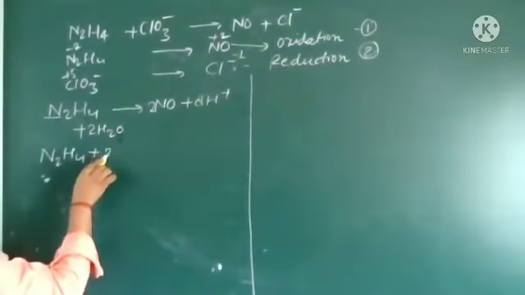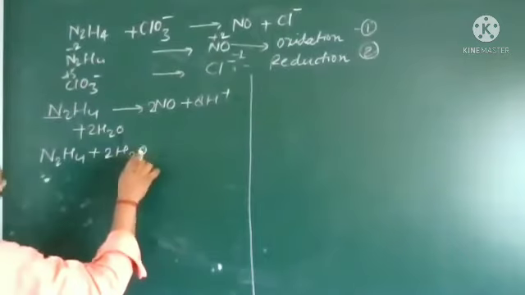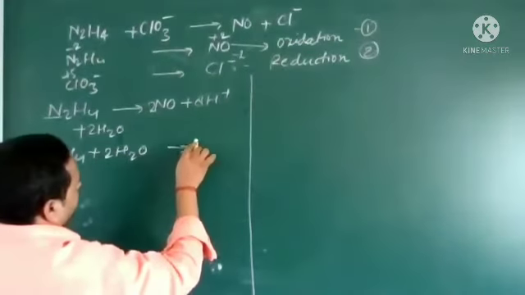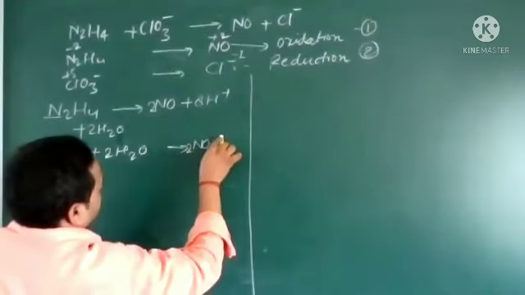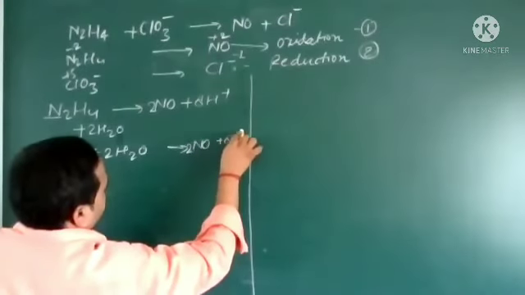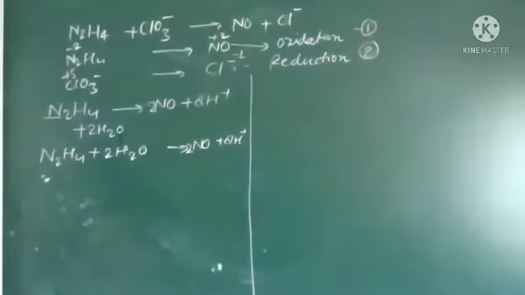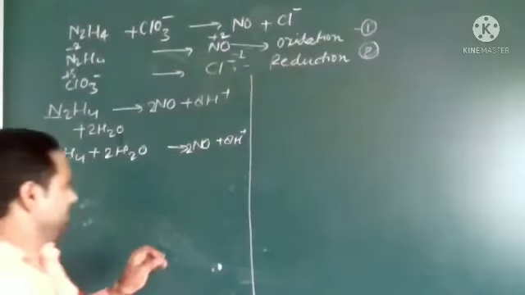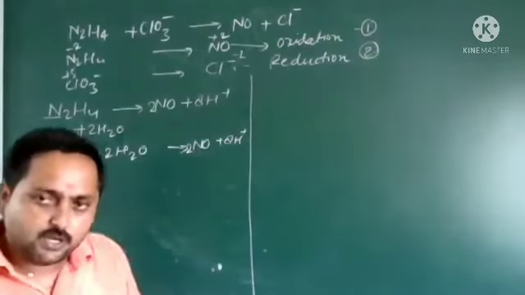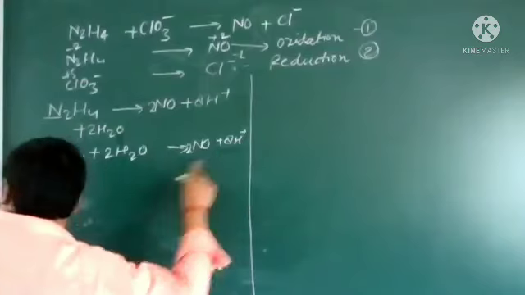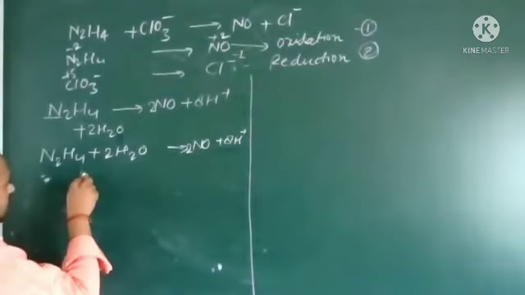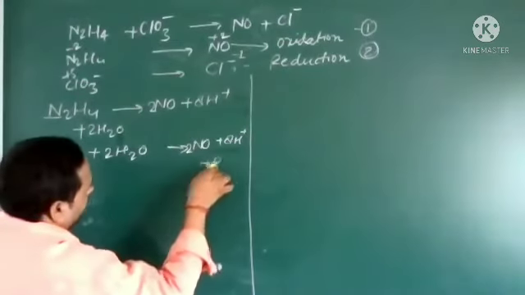2NH4 plus 2H2O gives out 2NO plus 8H plus. Okay, got it. Now we will see the charges. So this side has 8 positive charges, and this side has no charge, 0 charge, and that side 8 positive charge.